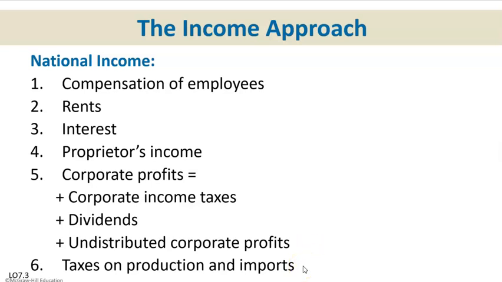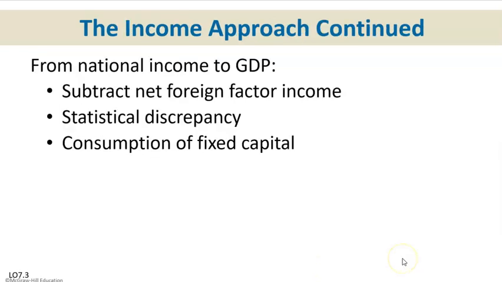And taxes are sort of like income for the government. So this is income that's not going into the pockets of someone, an individual, but instead it's going to the government. We want to make sure and count that as well. So we're going to add in some taxes to our national income as well. Once you've added up those 6 pieces and you get national income, you have 3 adjustments to make to reach GDP. The first thing you will do is you will subtract net foreign factor income.